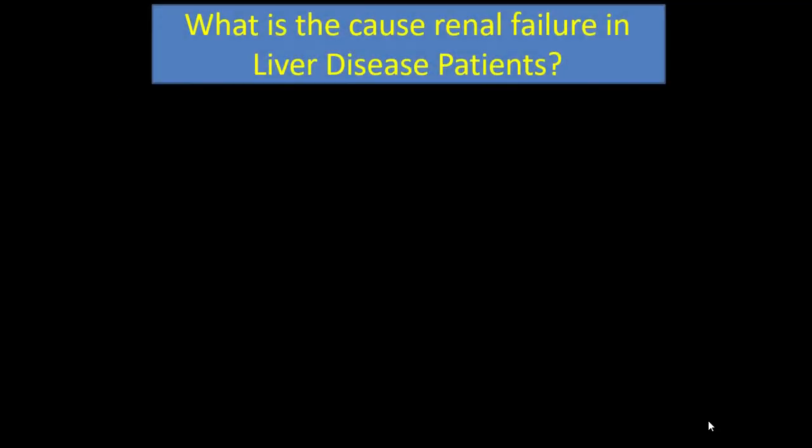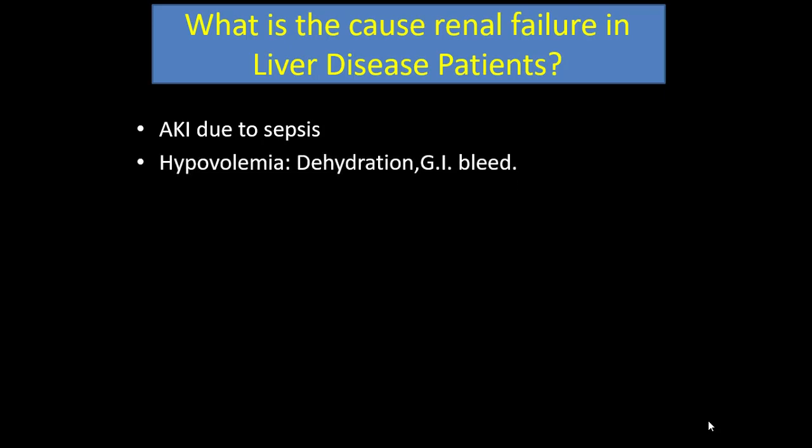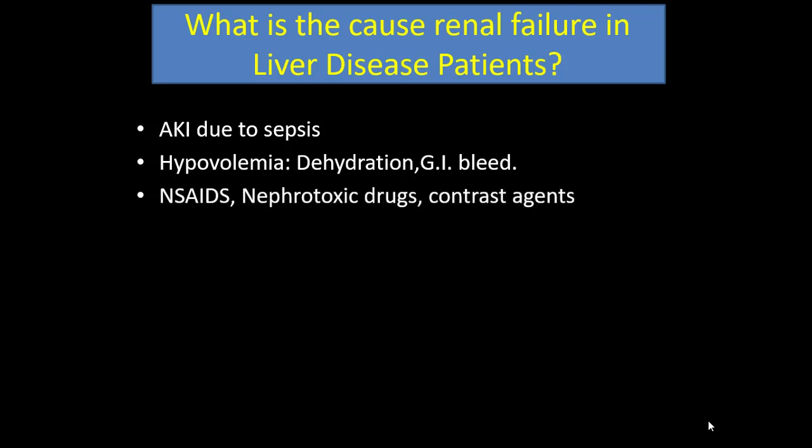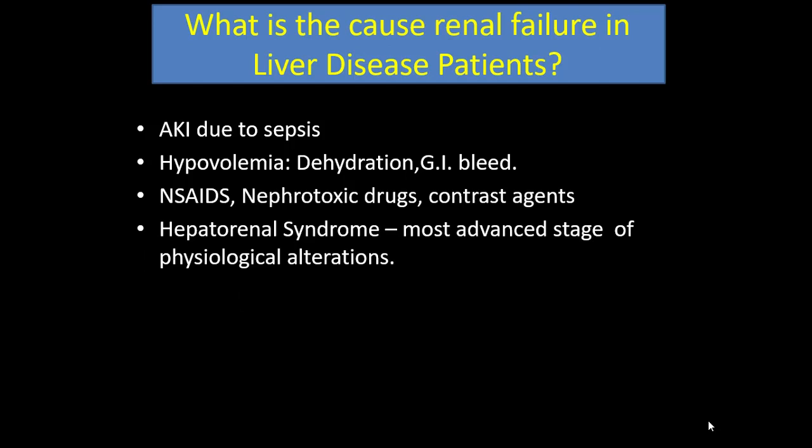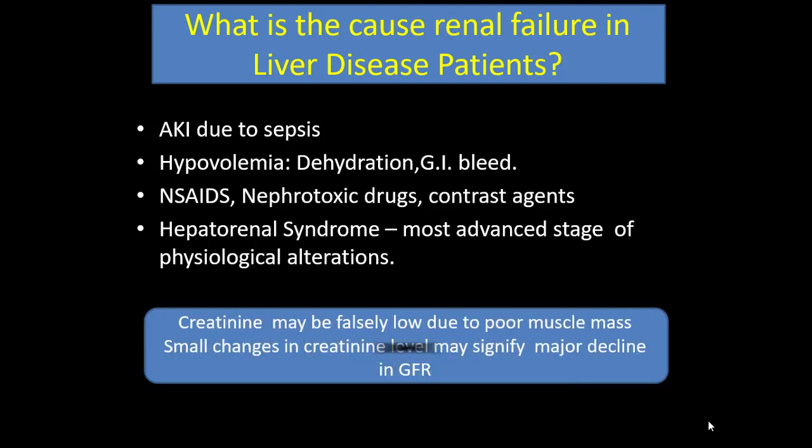So, coming to the next topic, after hepatic encephalopathy, what are the causes of renal failure in liver disease? So, it is one of the most common. They can have AKI because of sepsis. Again, hypovolemia, they are already on diuretics, dehydration. They can have GI bleed, right? They can be on multiple nephrotoxic drugs, may have received multiple CTs, triphasic CTs, all those things. So contrast agents, and obviously what we want to discuss here, hepatorenal syndrome, which is one of the most advanced stages of the physiological alteration.